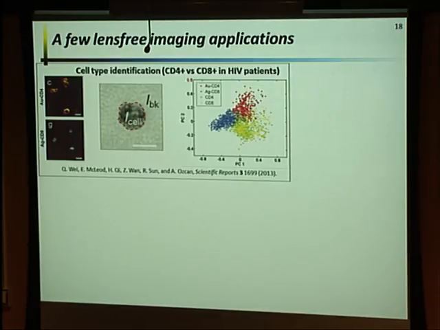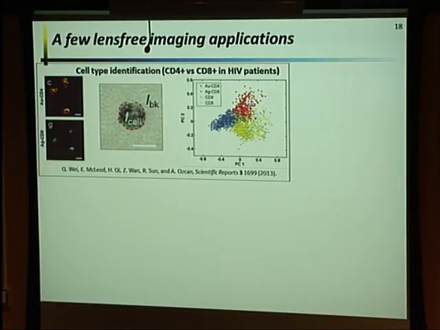And so this is an example of looking at CD4 and CD8 cells. These are two types of immune system response cells, and they're important in HIV diagnosis and tracking the efficacy of treatment, these sorts of things. The difficulty in counting these types of cells is that in a normal microscope, they look essentially identical. Their only difference is in the types of membrane proteins that are expressed along the edge.